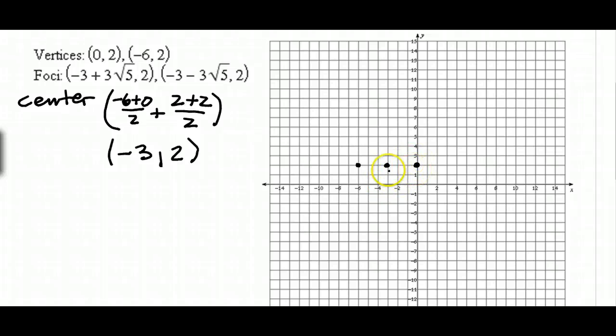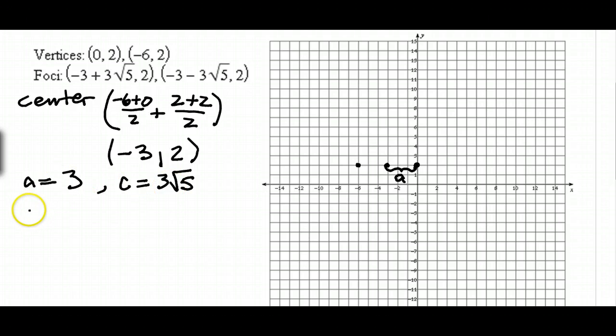So now I can see that this distance here is going to be my value for A. So I know that A is going to be 3. Now, I can see from my foci that my x-coordinate is starting at negative 3, and then I'm going to go to the right 3 root 5. And then over here again I start at negative 3, and then I'm going to go to the left 3 root 5. So going right and left 3 root 5, what that tells me is that the value of C is 3 root 5. Okay, and we'll graph those in a little bit.